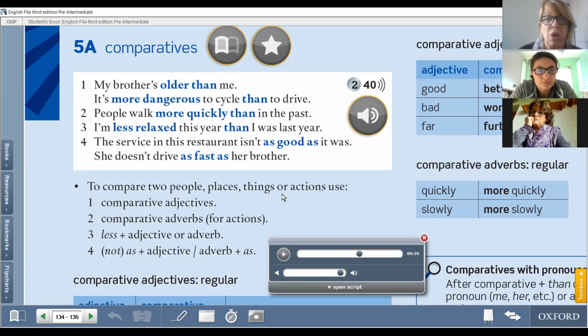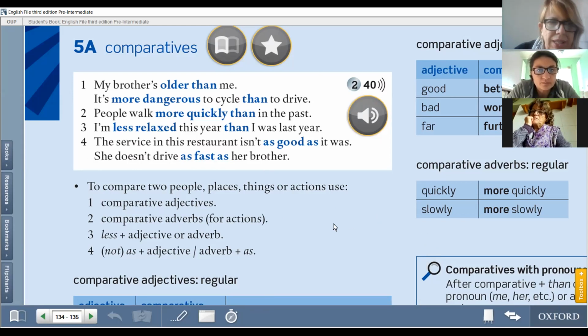This is what in Italian we could probably call comparativo di uguaglianza, the same, tanto quanto. Tanto quanto. As, adjective, as. 4. The service in this restaurant isn't as good as it was. She doesn't drive as fast as her brother. Okay, as, adjective, as, or adverb, of course, the same. So this is quite easy.